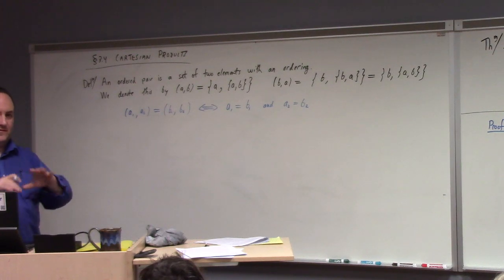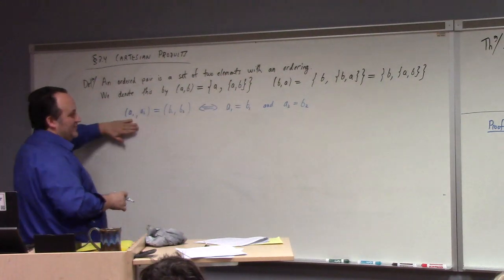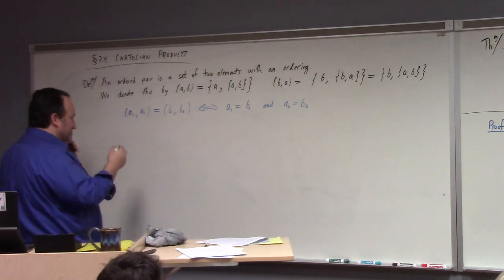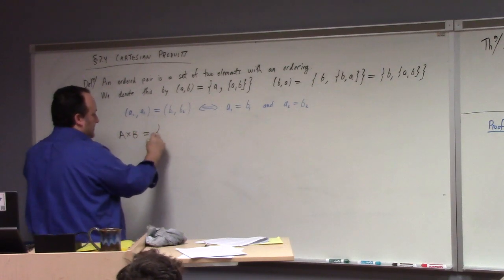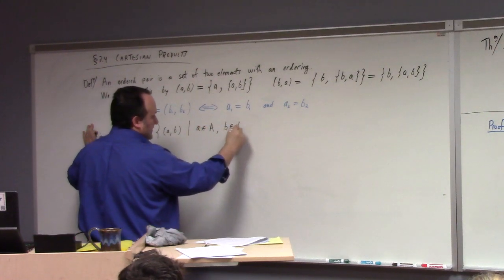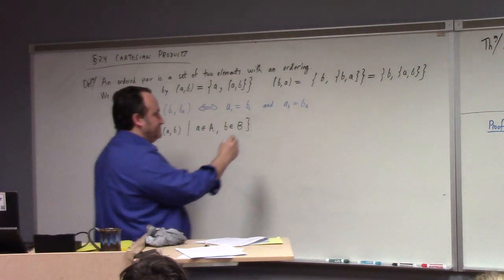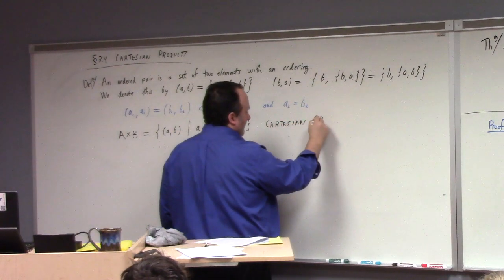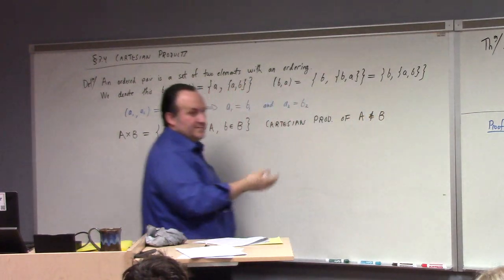That said, we do not want to work with this for the most part. We would like to operate at this level, right? And so, in fact, A cross B, the Cartesian product of A and B, is equal to the pairs (a, b) such that a is in A and b is in B. So this is the set of ordered pairs, the so-called Cartesian product of A and B. All right?